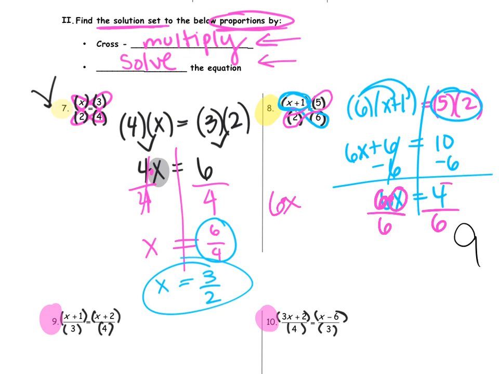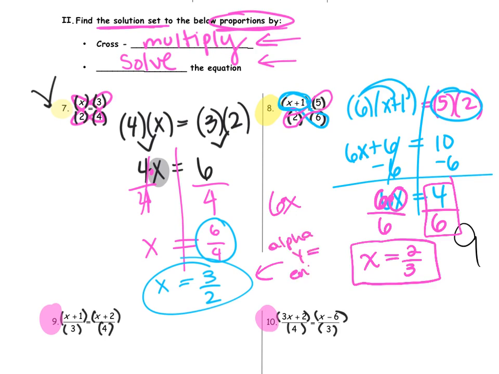And again, this is not simplified completely. I can use my calculator and end up finding that it equals 2/3. So same thing as what I did over here, guys. You're just going to alpha y equals and then enter. And then you'll get the fraction and reduce it.